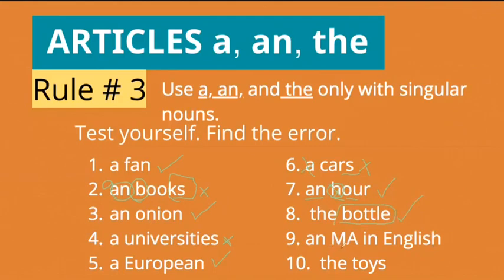Next is an MA. An MA. Okay. So this is from rule number 1. And why an, even if it's the letter M? Because of the vowel sound eh. MA. All right. So, and then you use an, and it's not MAs, but MA, so it's correct. Next one, the toys. Okay, it's obvious with the letter S, it means plural, but you cannot use that.